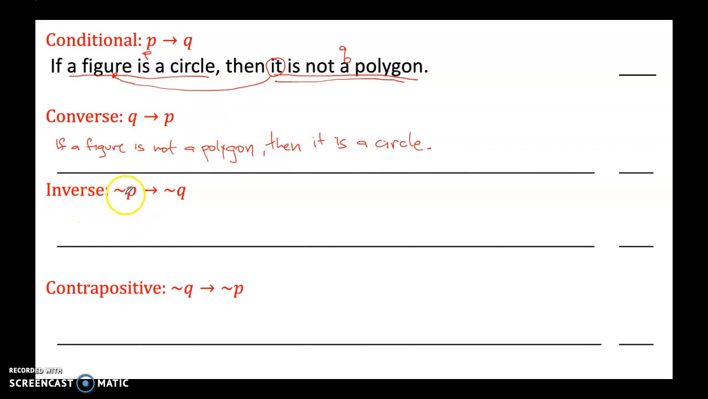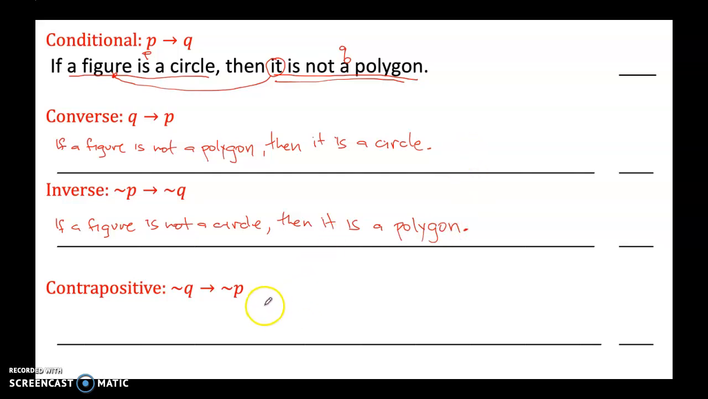Next, for the inverse, not P then not Q. So we get the negation of P. If a figure is not a circle, so we indicate not for our P statement, then, the negation of not is positive, it is a polygon.